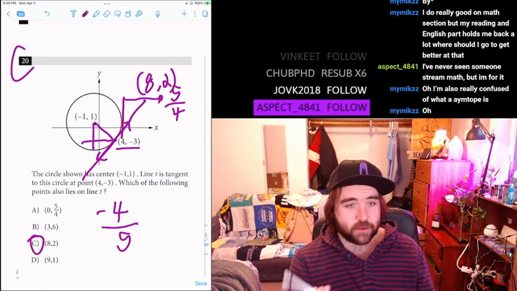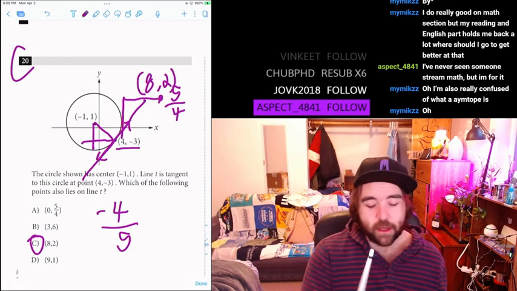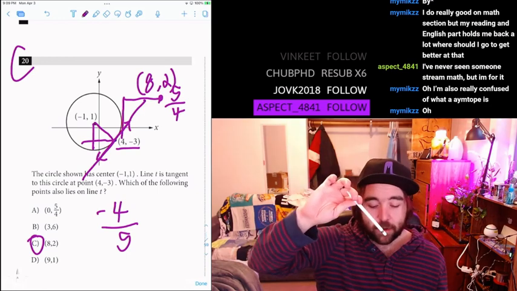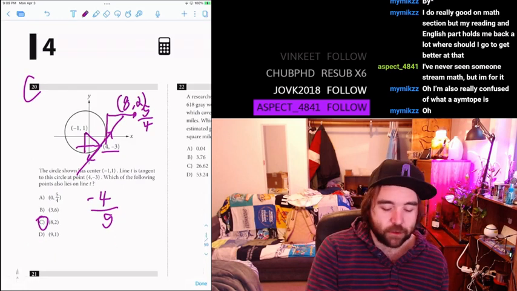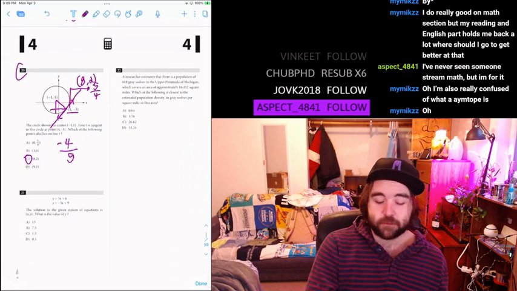So that was kind of involved. You had to find the slope of the line, use that to find the slope of the new line, use that slope to find new points on the line. Luckily, the first new point we found was an answer choice.